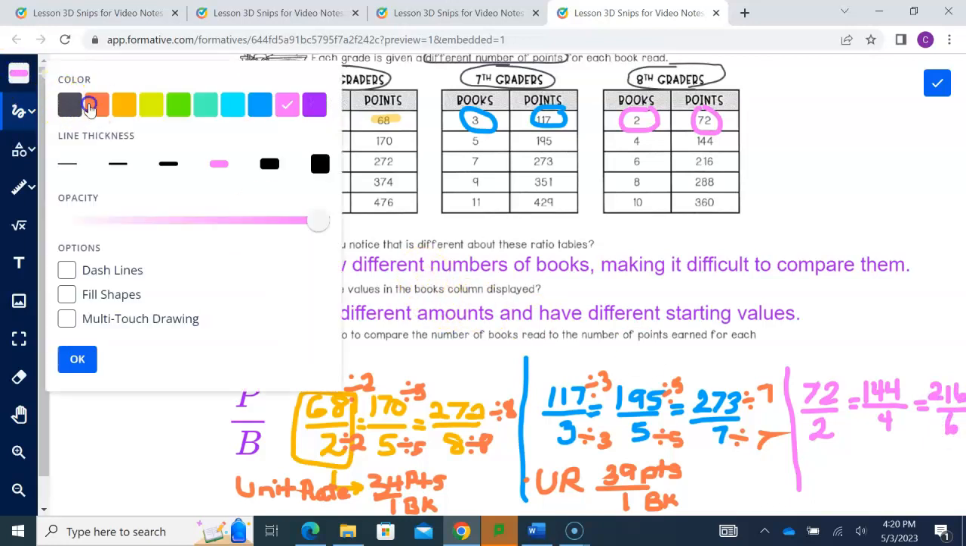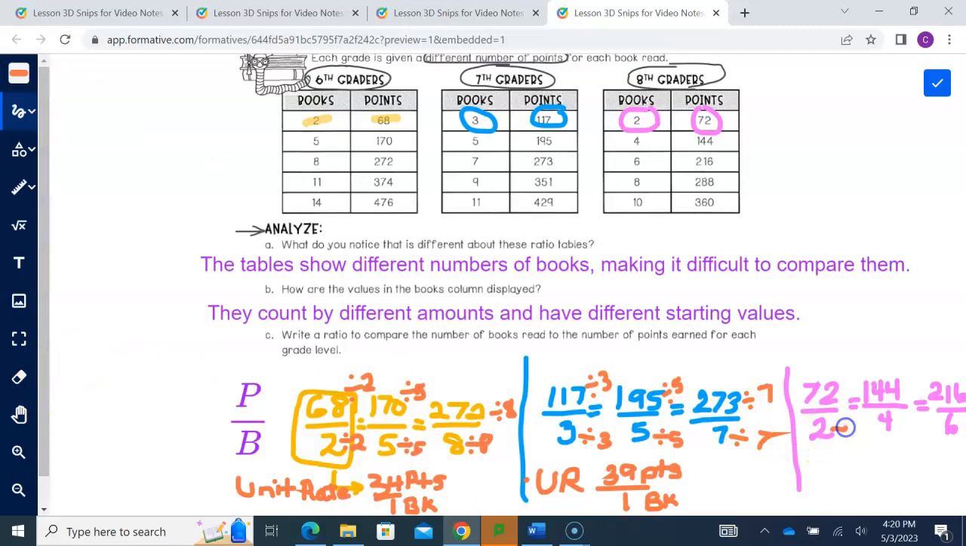Okay, and again, we scale down to find the unit rate. A unit rate is when we have 1 book in the denominator. It's a very good number to know because it's going to make analyzing the table so much easier. So I'm just scaling down to a unit rate by dividing the top and bottom by that denominator. That creates a 1 in the bottom, 1 book. And how many points do they get every time they read a book? The 8th graders get 36 points every time they read a book. So they also got more than the 6th graders, by 2 points.